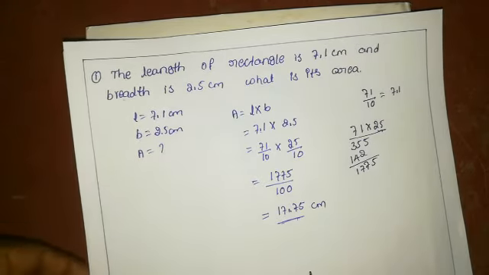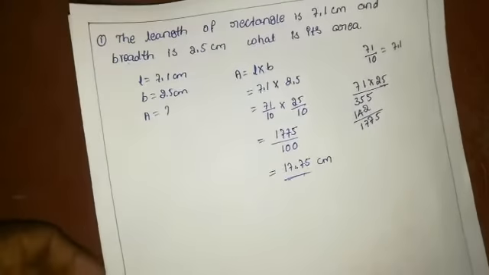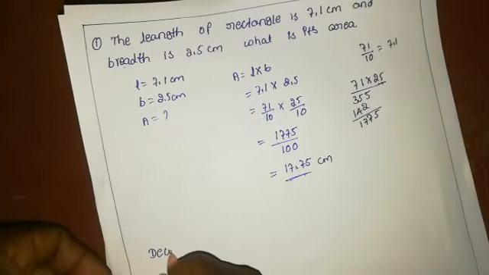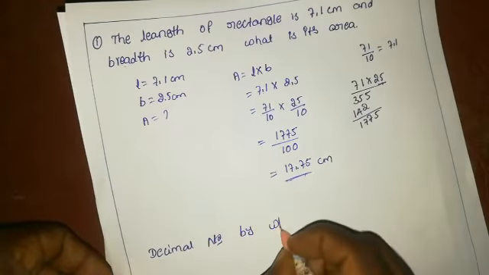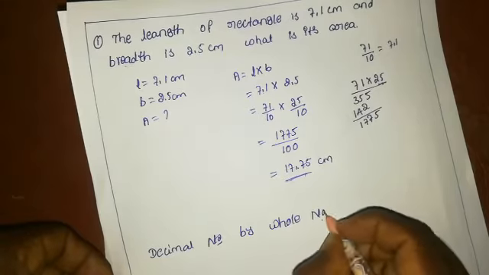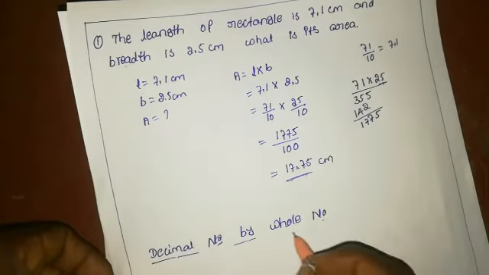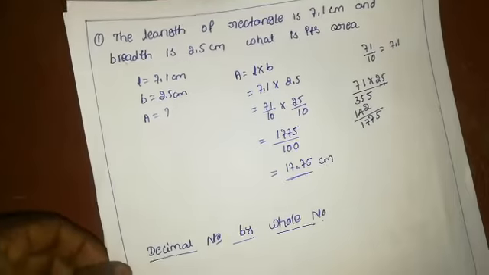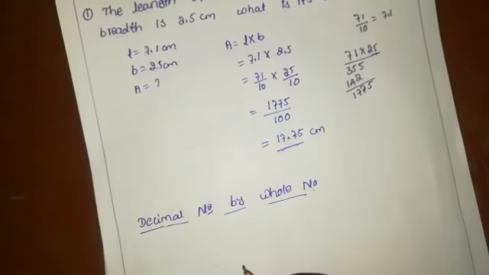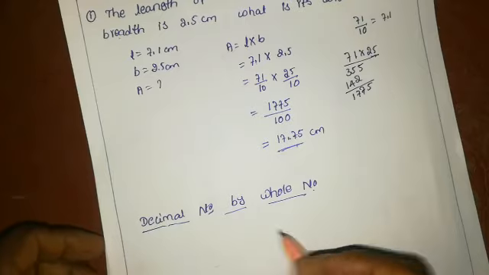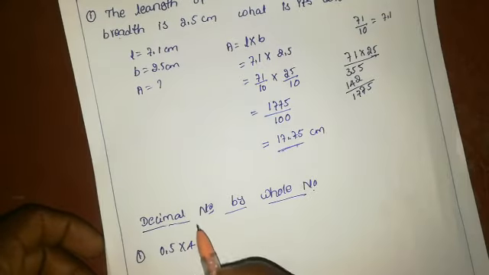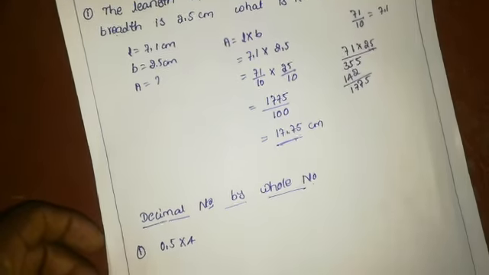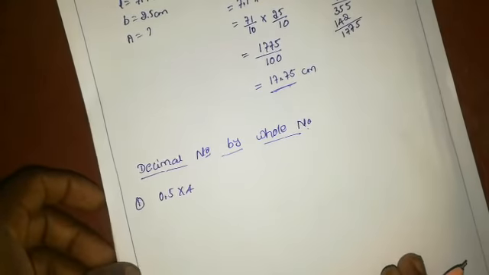Next, how do we multiply a decimal number by a whole number? We have to multiply the decimal number by a whole number. For example, we have to multiply 0.5 into 4. Here 0.5 is a decimal number and 4 is a whole number. In that situation, how do we multiply the decimal number by a whole number?